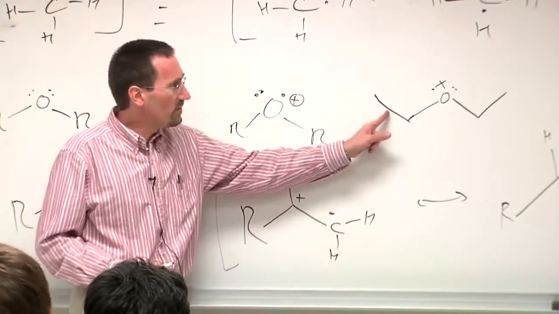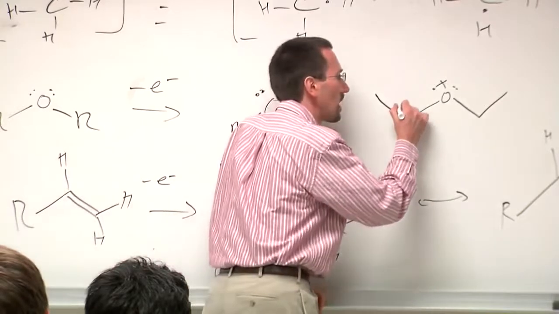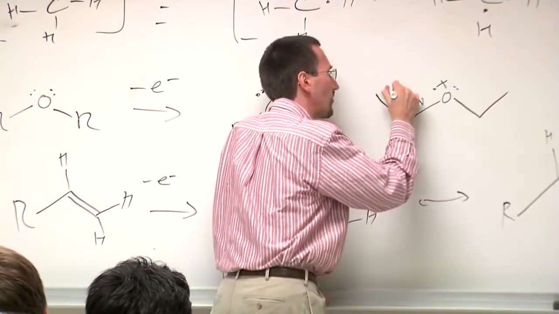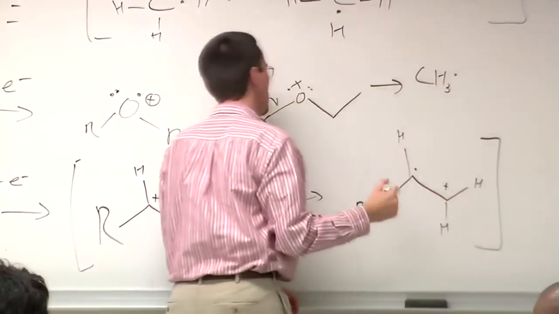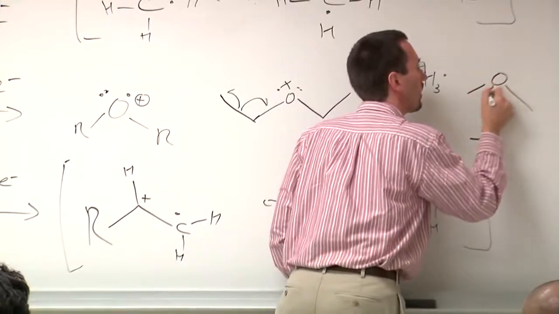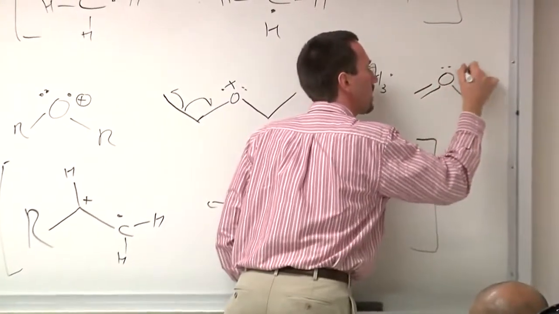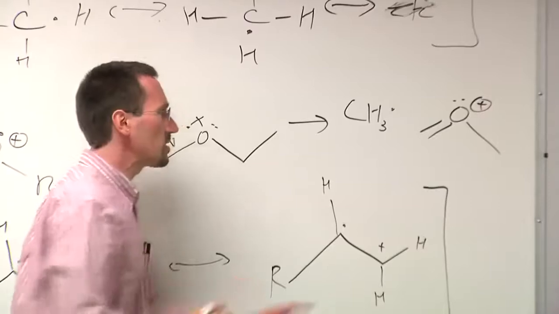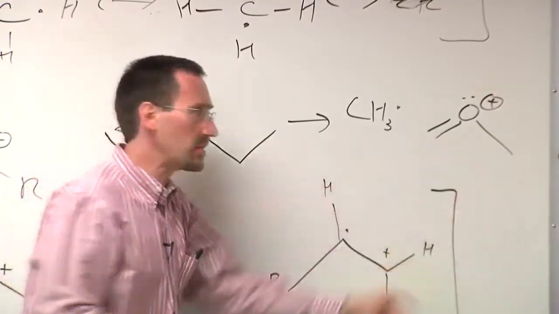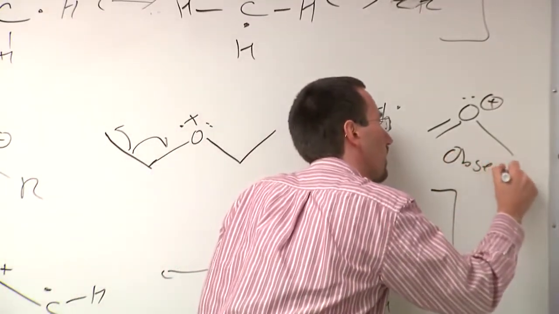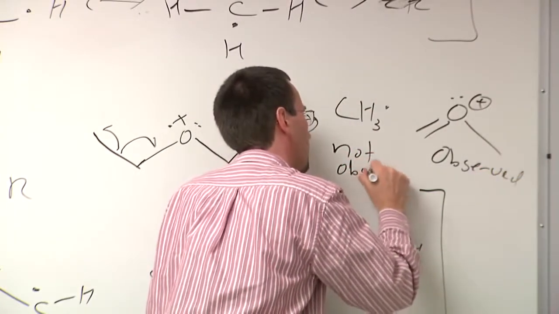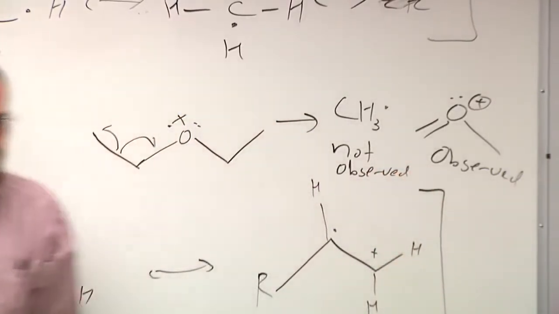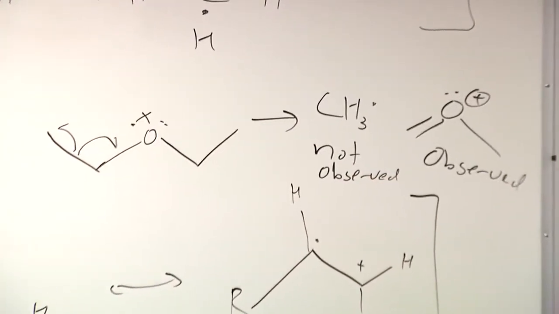And so, for example, if diethyl ether fragments, and I can write a curved arrow mechanism for the fragmentation, we'll talk more about it later, you get CH3+, and you get this charged species, and you will observe this species, but you will not observe the radical. Does that make sense? I'll ask you a question after.